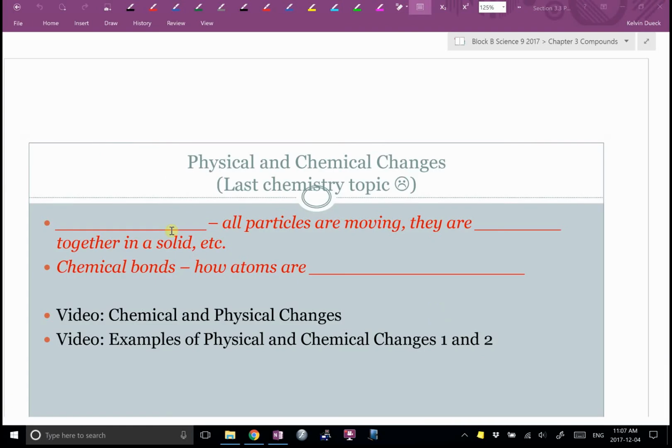So, you learned in Science 8, and we reviewed at the beginning of this year, what we called KMT, which was an abbreviation for Kinetic Molecular Theory. I'll do it in darker colors so you can read it easier. So, Kinetic Molecular Theory, what did it say? It said that all particles are moving. They are closer together in a solid. They are further apart in a liquid and moving faster. They are further apart in a gas and moving faster.